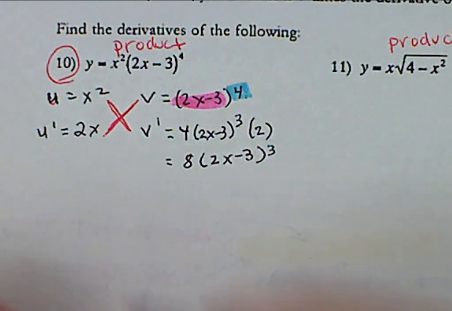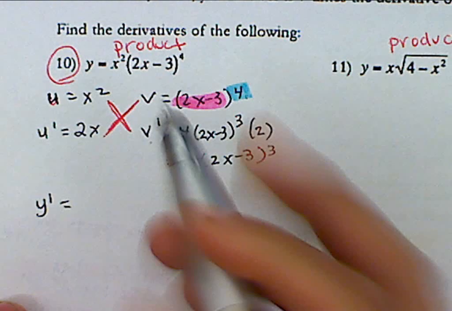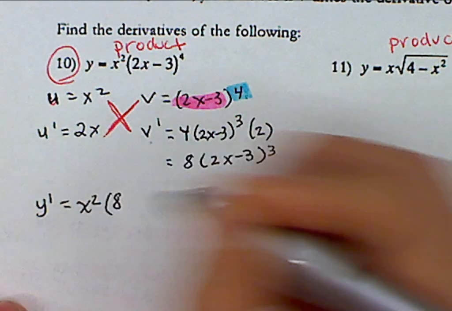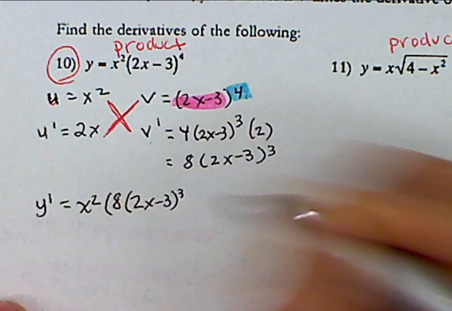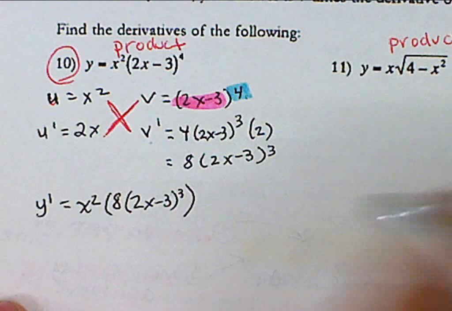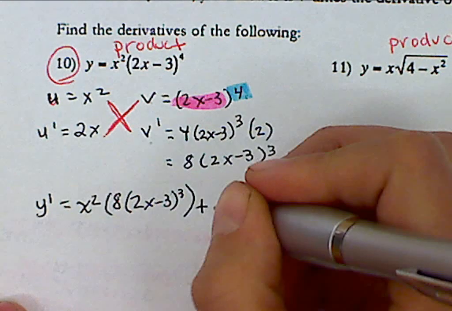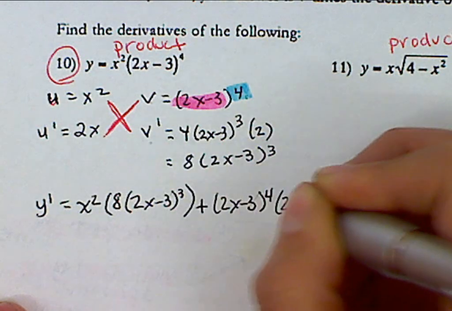So y prime will equal u times v prime. So x squared times 8 times (2x minus 3) cubed. And then plus v times u prime. So v is (2x minus 3) to the 4th times 2x.